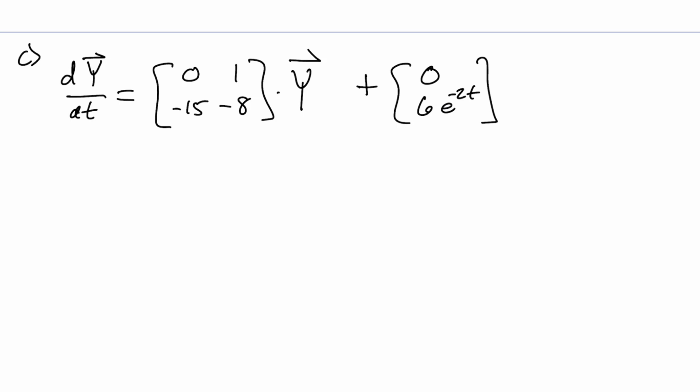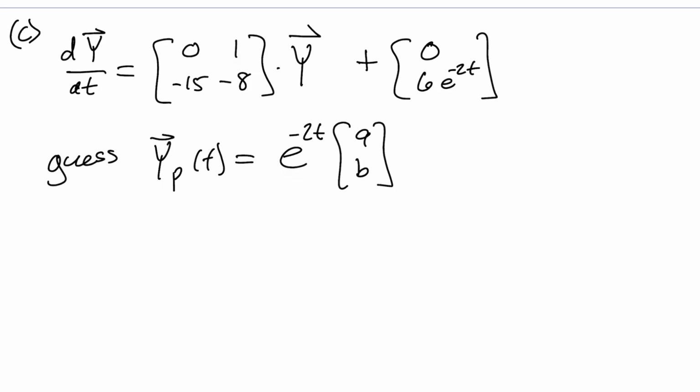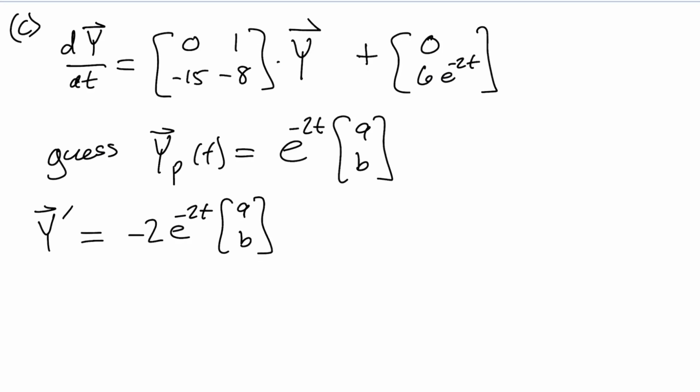In other words, we're going to guess that yp of t is some e to the negative 2t function times a, b. I don't know which e to the negative 2t function, but some vector e to the negative 2t function. If that's the case, then y prime would be negative 2 e to the negative 2t times a, b. That's the left-hand side of that differential equation.